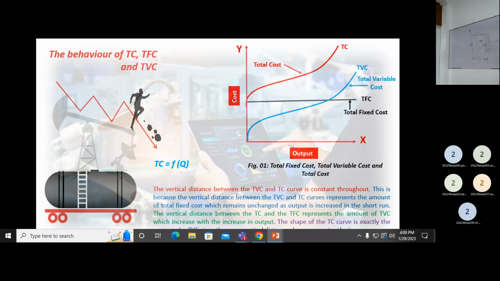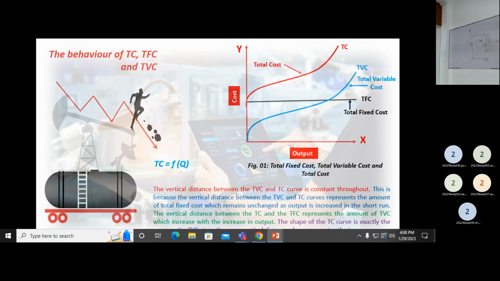Small things, but right. So here it says the vertical distance between the total variable cost and the total cost is constant throughout. This is because the vertical distance between these two curves represents the amount of fixed cost in the short run. And the vertical distance between your total cost and your total fixed cost is represented by the variable cost, right? The variable cost.